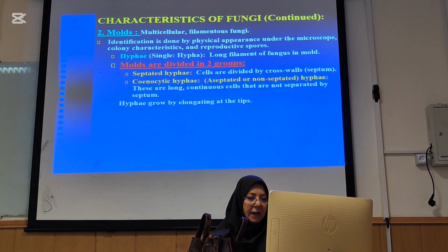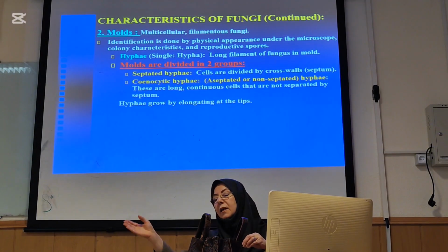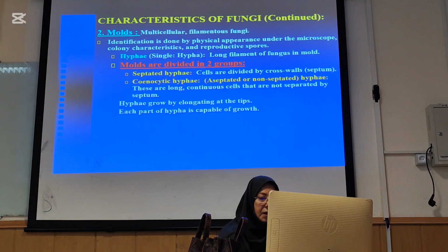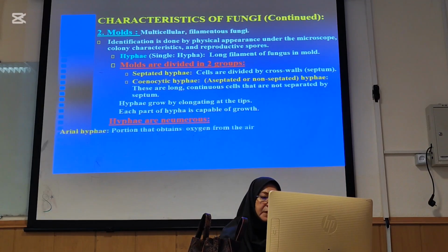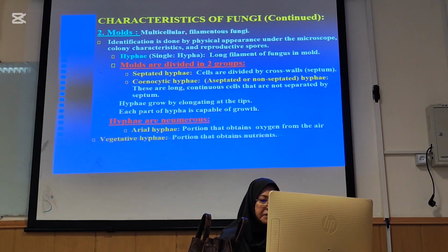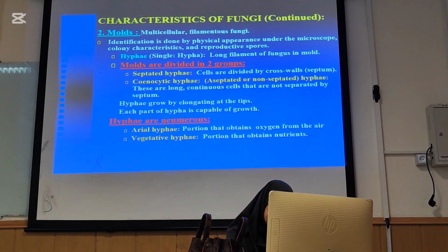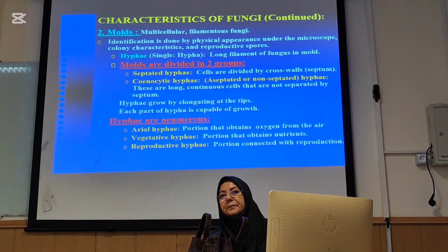Hyphae grow by elongating at the tips. The tips usually can grow, and each part of a hypha is capable of growth. We have three different kinds of hyphae. The first group is named aerial hyphae, another group is named vegetative hyphae, and the last group is named reproductive hyphae.